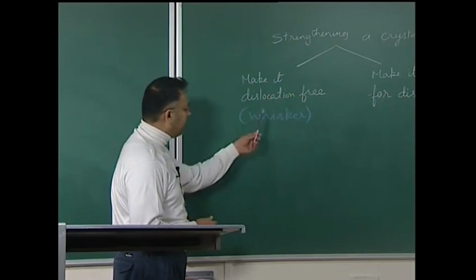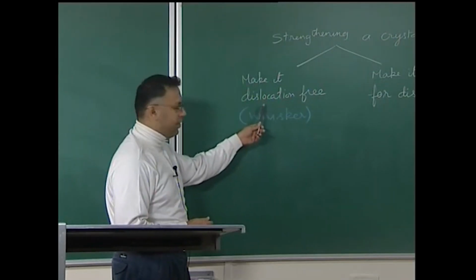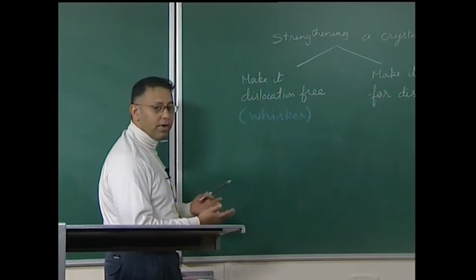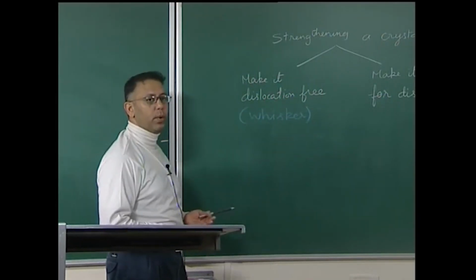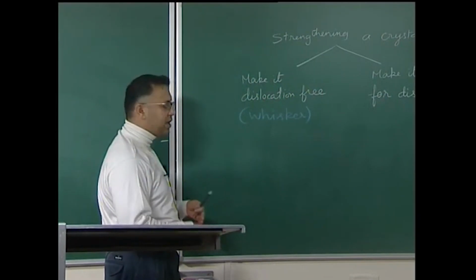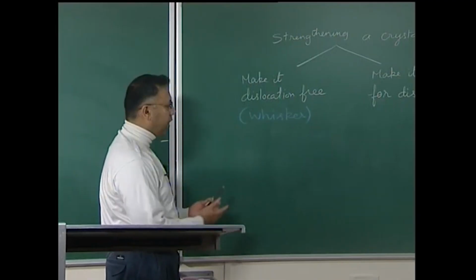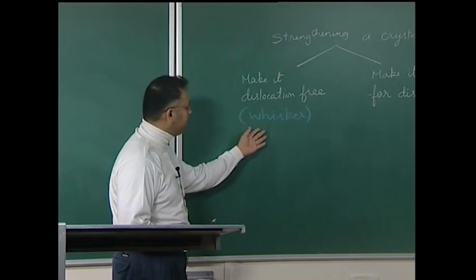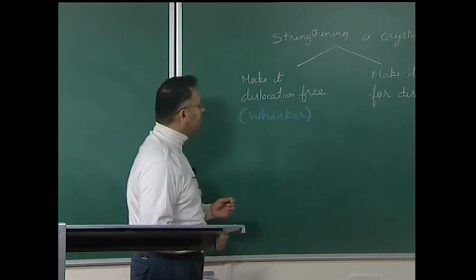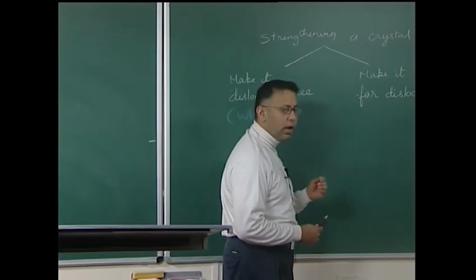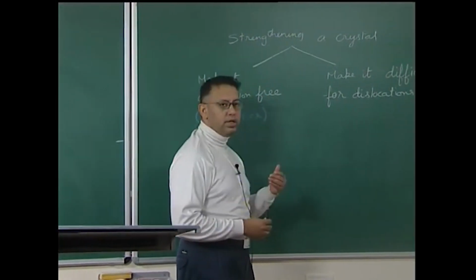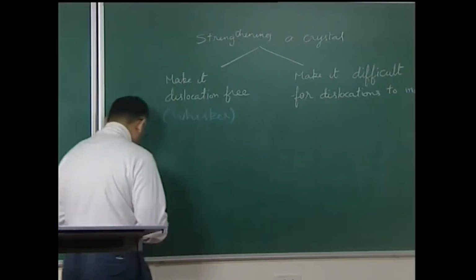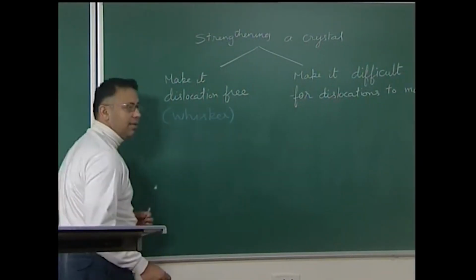But the problem with this strategy is that under actual service, such a whisker may actually nucleate a dislocation. First of all, it is very difficult to produce these whiskers which are totally dislocation free, but in service again dislocations may nucleate, thus weakening the crystal. Therefore, this is in most cases not a viable option to actually strengthen a crystal. So, what is the better option or the usual engineering option is to make it difficult for dislocations to move, and in this respect we have many strategies available.